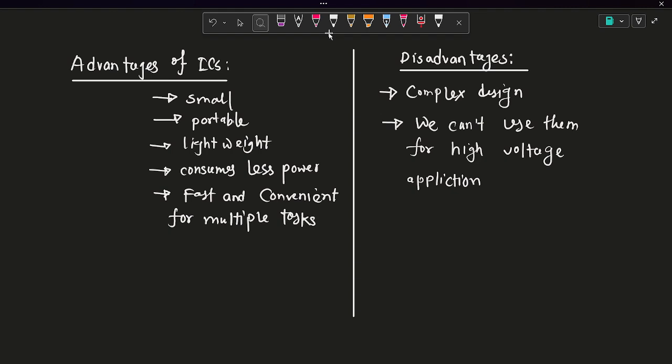So these are the advantages and disadvantages which we have covered. So this is the core idea of VLSI design or IC design. In the next lecture, I will be talking about vacuum tubes and transistors. Thank you.